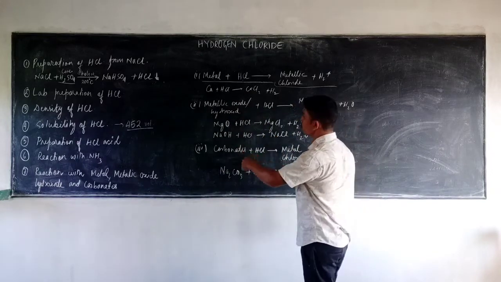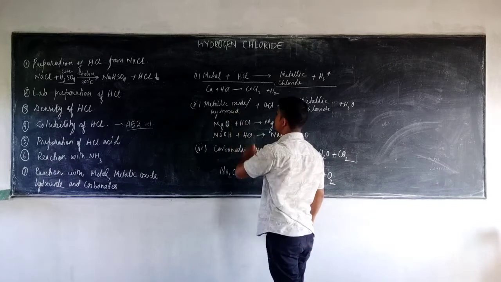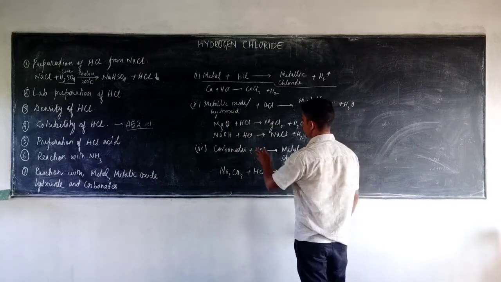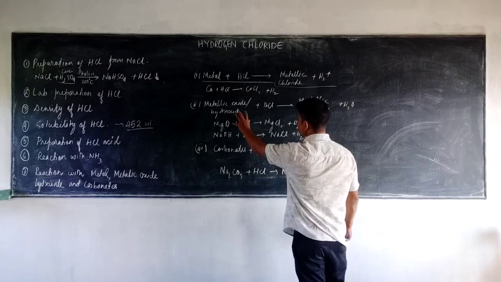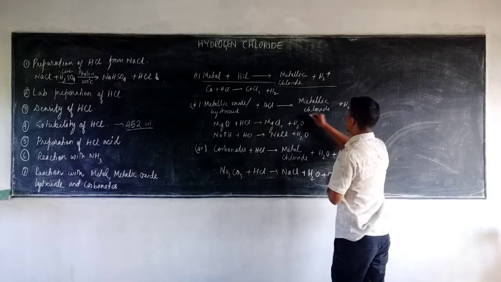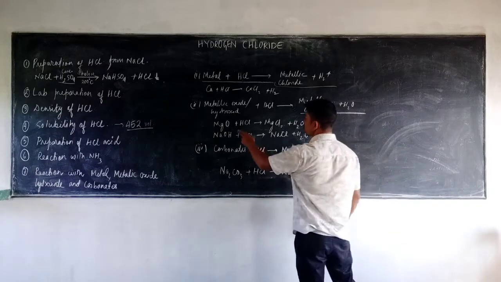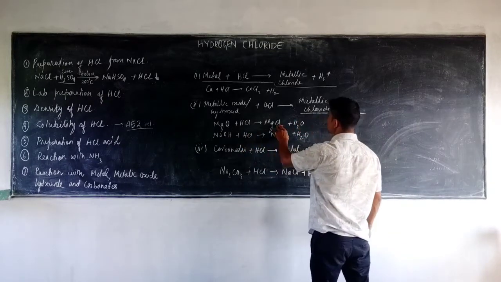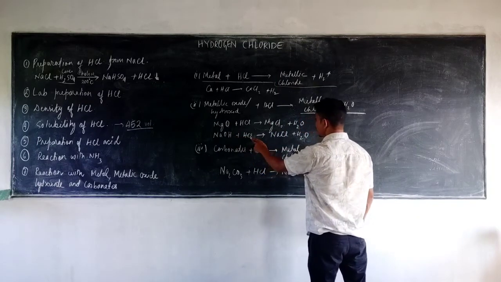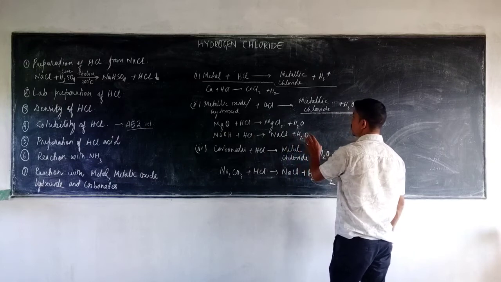Now coming to the next topic, metallic oxides and metallic hydroxides. Whenever HCl or hydrochloric acid is treated with a metallic oxide or a metallic hydroxide, it always gives a metallic chloride and water. For example, magnesium oxide gives magnesium chloride and water, and sodium hydroxide when treated with hydrochloric acid gives sodium chloride and water.